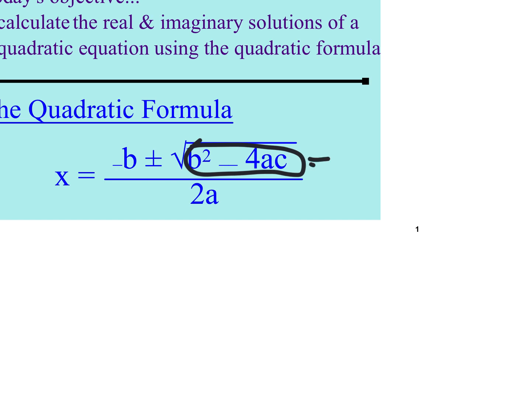And if it comes out negative, do we get to quit? No. But it is imaginary, and therefore it won't have x-intercepts.